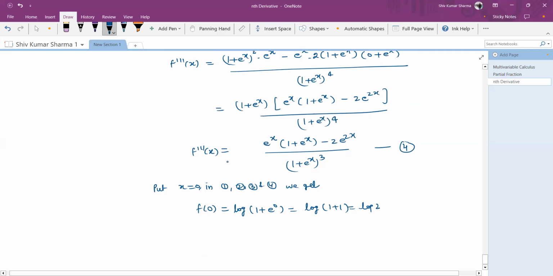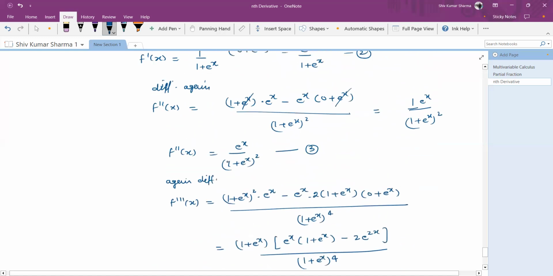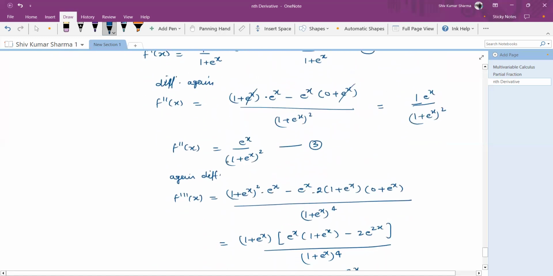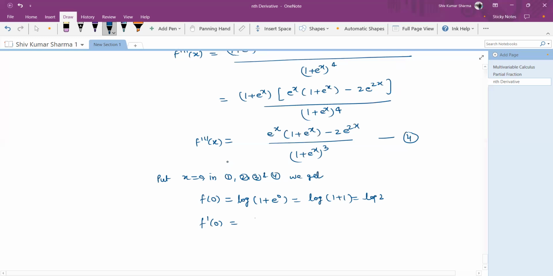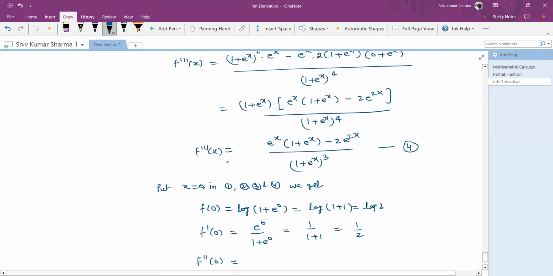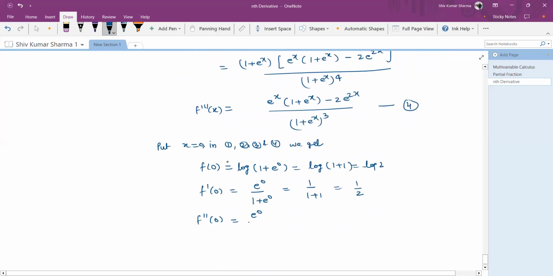Now we find the first derivative when we put x equal to 0. So f dash naught equal to, what is the value of first derivative? e raised to the power x upon 1 plus e raised to the power x. So we write down e raised to the power 0 upon 1 plus e raised to the power 0. So this gives us 1 upon 2. f double dash naught: e raised to the power 0 upon 1 plus e raised to the power 0 to the whole square. So 1 upon 1 plus 1 to the whole square means 1 upon 4.